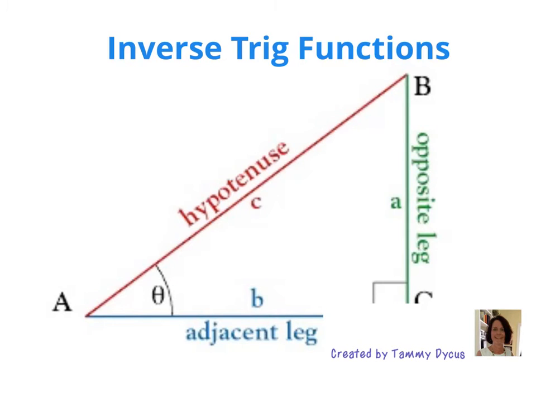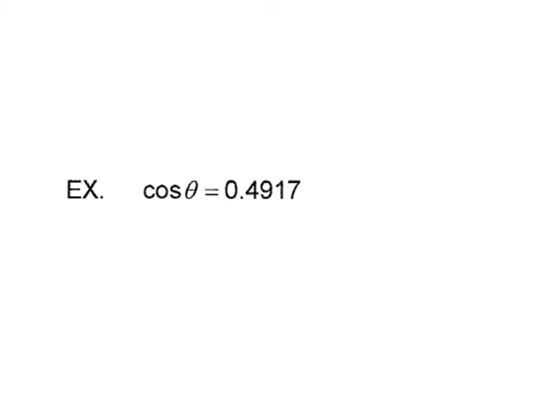Inverse trig functions. This is going to be an extremely short little lesson. Sometimes the value of theta, or the angle, isn't given to us and we need to find it. So for example, in this problem, the cosine of theta equals 0.4917. We want to know the angle that, when you take the cosine of it, you get 0.4917.